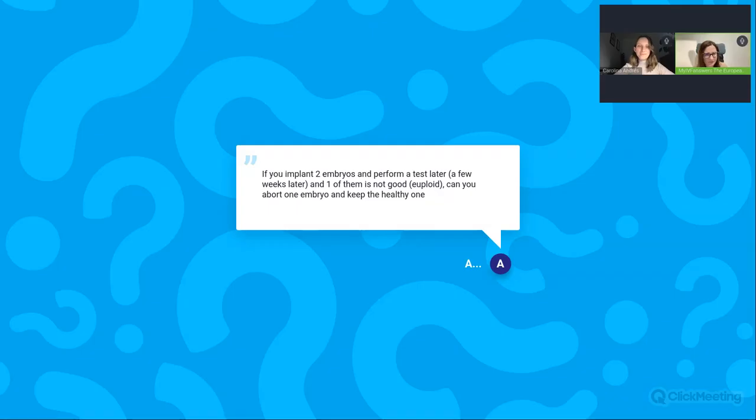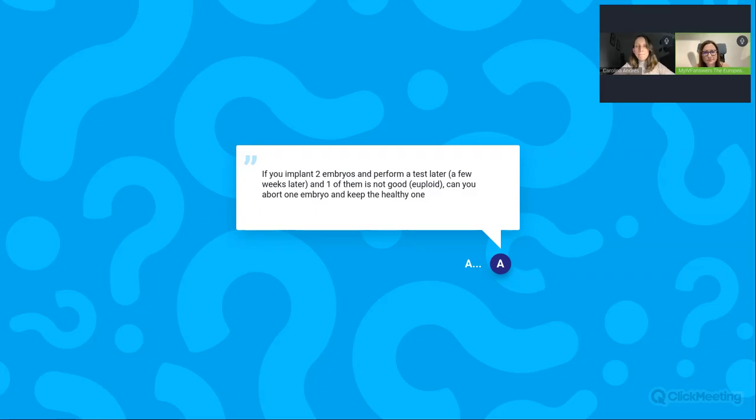Yeah, okay, sorry, just need to mark this as a question just to have it here. So if you implant two embryos and perform a test later, a few weeks later, and one of them is not good euploid, can you abort one embryo and keep the healthy one?